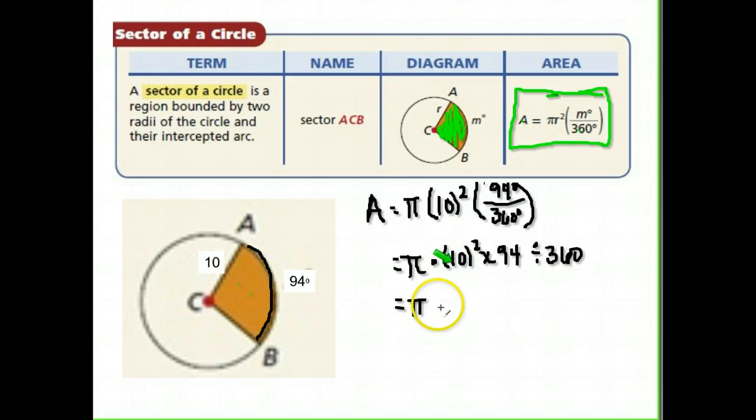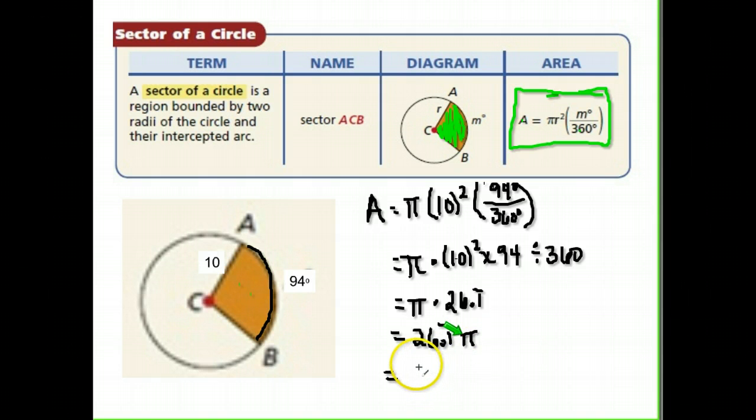So far I have 10 times 10 would give me 100 times 94 is 9,400 divided by 360, and I get 26.1 continuous pi. Now if they wanted this in terms of pi, what you do when it says in terms of pi is you just leave pi there so that someone else can multiply it later. If they want the final answer, you use your calculator and you leave this number, leave the 26.11111, and then hit times pi. You should have a pi button on your calculator.